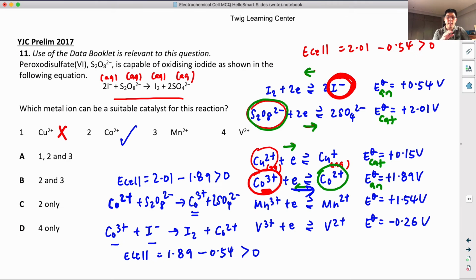So actually the trick is this. I said there's a trick, or a shortcut, to doing a question like that. What you need to do is take this equation and break it up into two half equations, as you can see from here, 1 and 2.